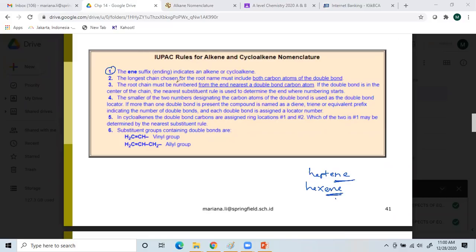Okay, number two, the longest chain chosen for the root name must include both carbon atoms of the double bond. So let's say I have this. There are two ways of how I determine the longest chain. I can choose this as the longest chain: 1, 2, 3, 4, 5, 6, 7, 8, right? It's this. But in this first way, we cannot see that the double bond is included in the longest chain. So that's wrong, actually.